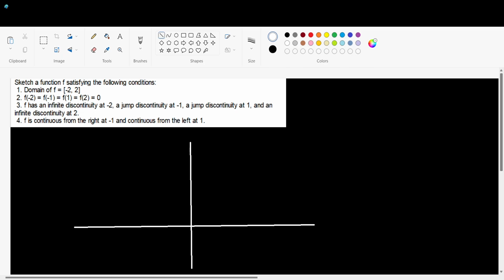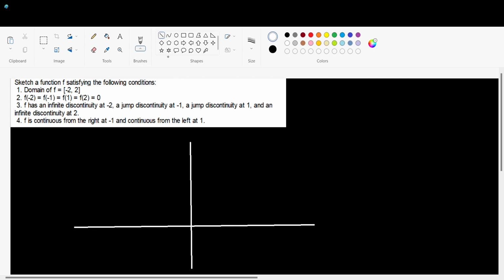Let us sketch a function f satisfying the following conditions. For this problem, we can come up with several solutions. So we're just going to draw one possible solution for the function f. The function f has the domain -2 to +2, closed interval from -2 to +2.